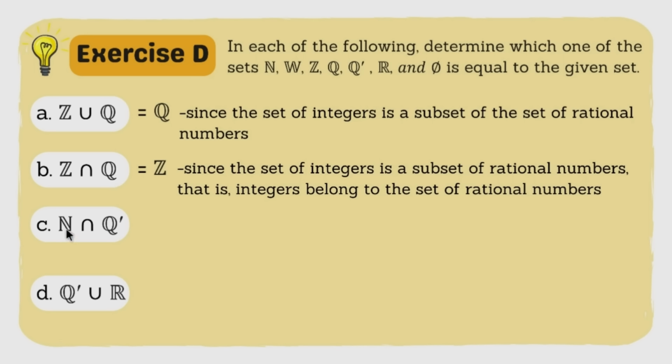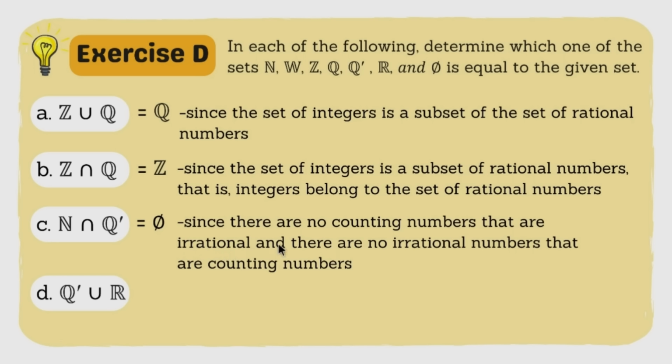Next, letter C. What does N mean? We have here the natural numbers, intersection with the irrational numbers. Do they have an intersection? None. That's why our answer is the null set, since there are no counting numbers that are irrational and there are no irrational numbers that are counting numbers. If you go back to our Venn diagram earlier, they are disjoint sets. They have no intersection, so the answer is the null set.